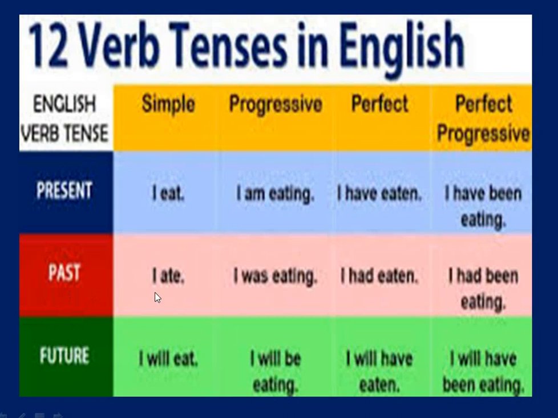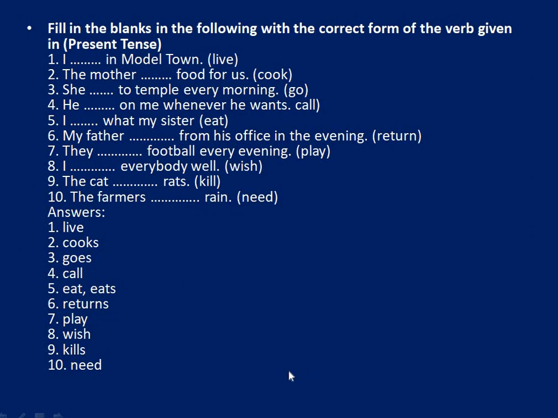Now we move to past: I ate, I was eating, I had eaten, I had been eating. Future: I will eat, I will be eating, I will have eaten, I will have been eating. These are the examples.